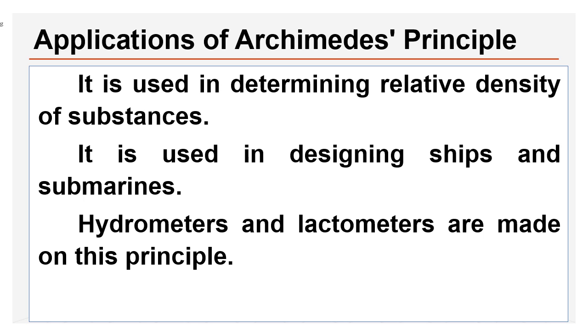Applications of Archimedes principle. It is used in determining relative density of a substance. It is used in designing ships and submarines. Hydrometers and lactometers are made on this principle. It is because of the shape that a ship made of iron and steel floats in water, whereas a small piece of iron sinks in it.